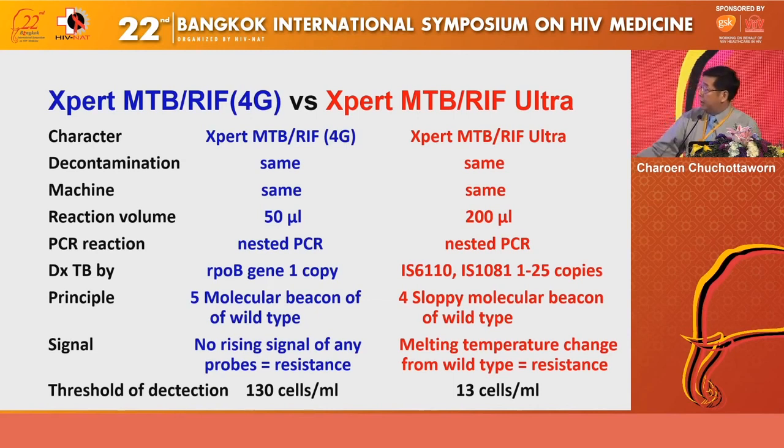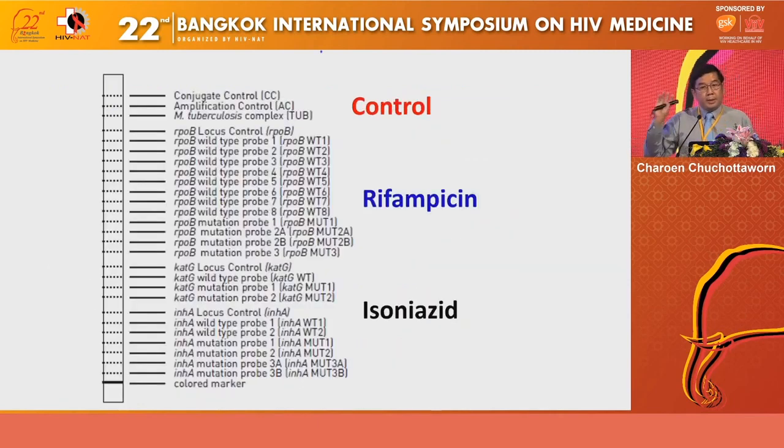Because the threshold of 13 cells per mL is a little bit lower than the threshold of the culture, since for culture we need about 10 to 100 cells per mL. So this is equivalent to culture. So that's the technique we use now, the Xpert, to diagnose. We can use it as a diagnostic tool and also to detect the resistance.